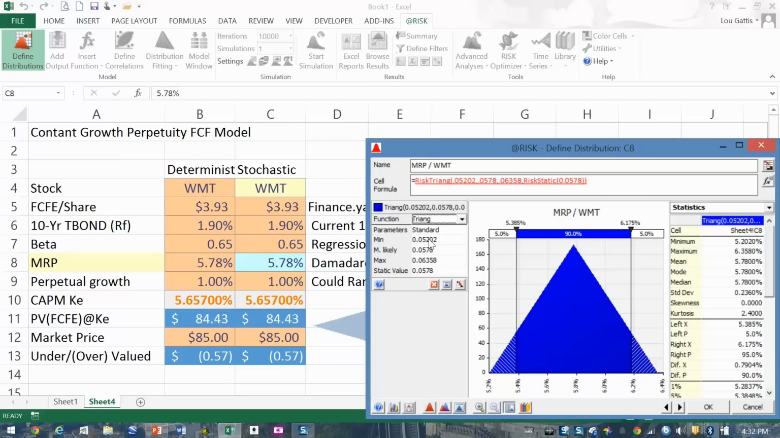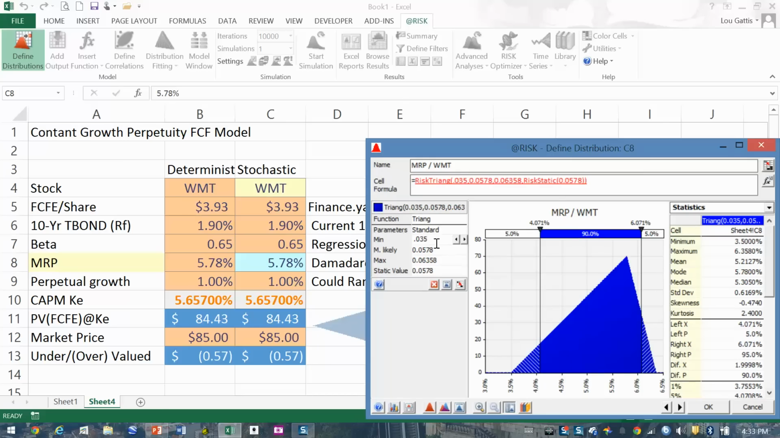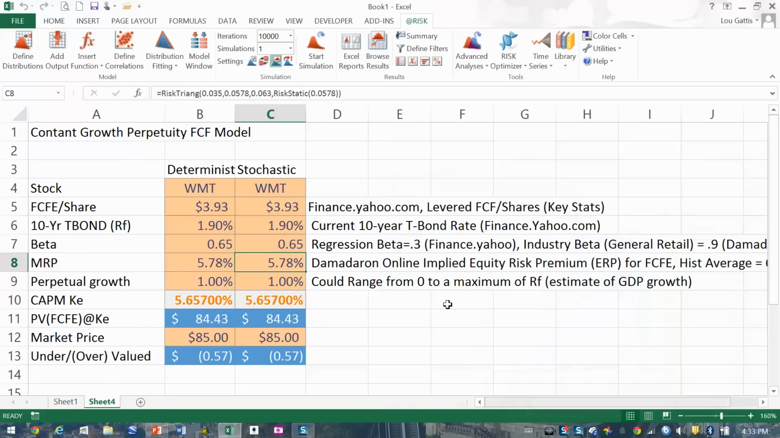Where it says min, I don't think the market risk premium could be any lower than 3.5% above treasuries. I'll go with my most likely. That's going to be my peak. That determines the top of that tent there. And then for max, I'm going to go with no higher than 0.063, which is the long-term average. Static value is what sits in the cell. And I'll hit OK. Notice it's creating this asymmetric distribution, and that's what it's going to use to sample. In other words, when I generate random numbers, it's going to generate numbers under that curve.